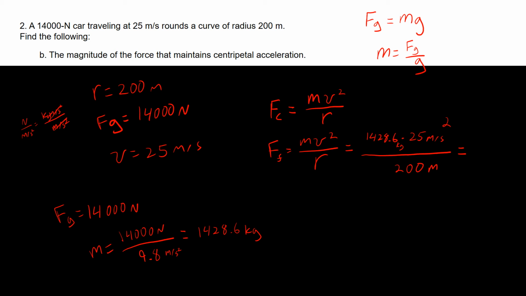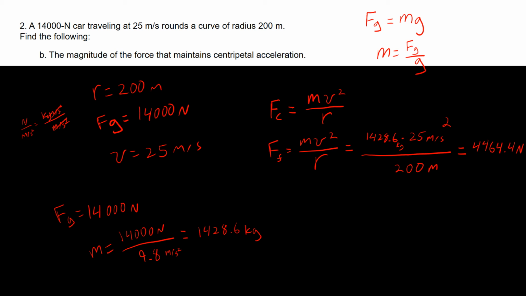So I end up getting 4,464.4 newtons, and that's our force due to friction. It seems like a lot, but it's a car. That's the force it takes to keep a car from sliding off the road. It's a good amount of force you're going to need.